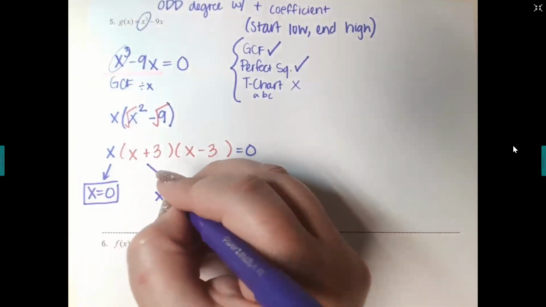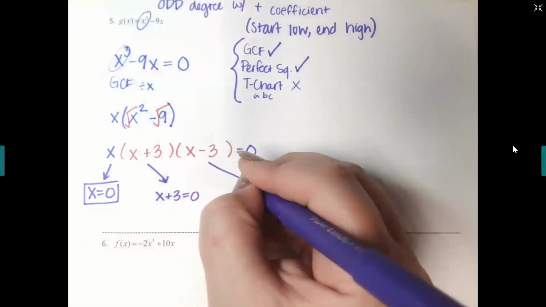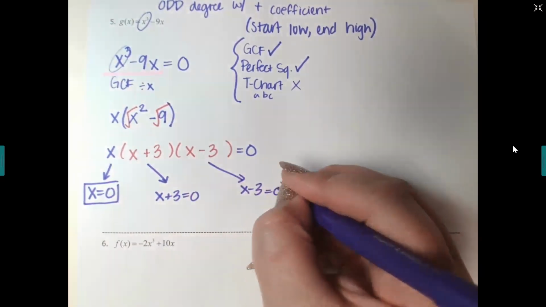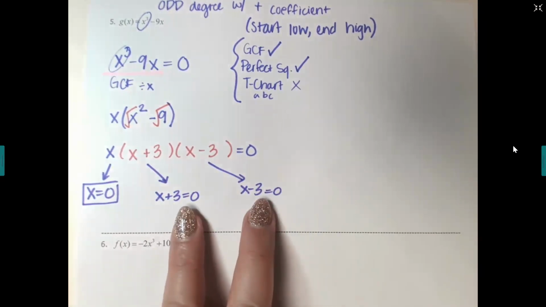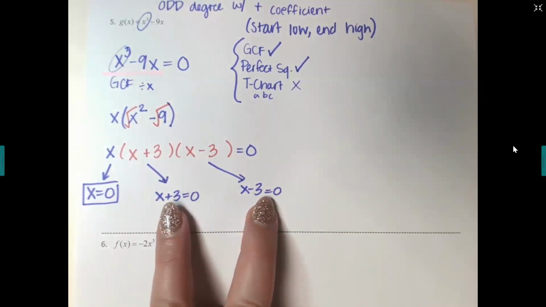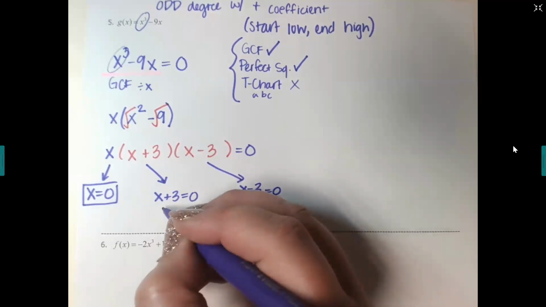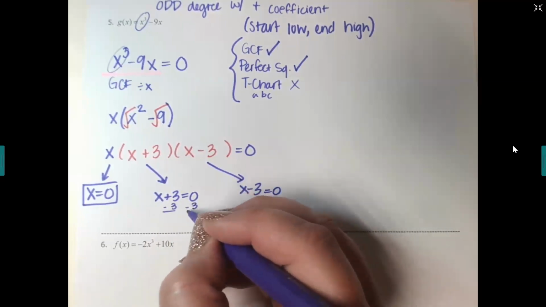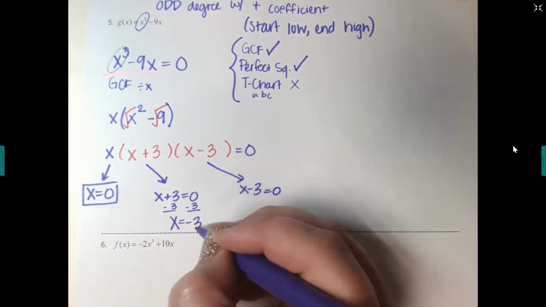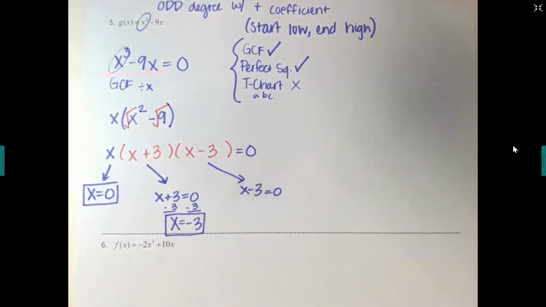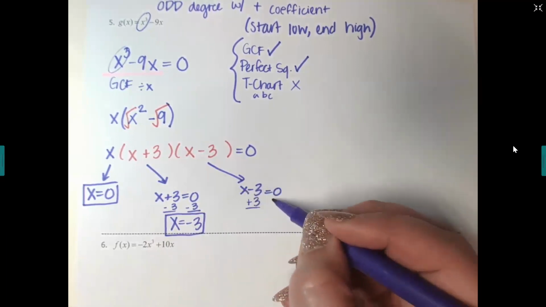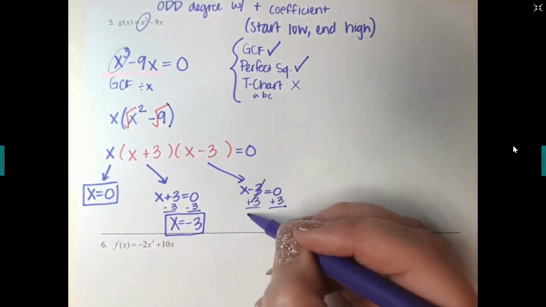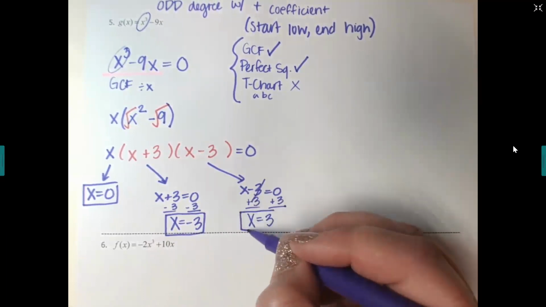x plus 3 could equal 0, or x minus 3 could equal 0. Now notice that on these two, I'm going to have to do a little baby problem solving. If this is an x plus 3, how do I solve it? I'm going to minus that 3 across so that x equals negative 3. And this one is an x minus 3. Well, then to get x alone, I'm going to add that 3 across. So I would have x equals positive 3.